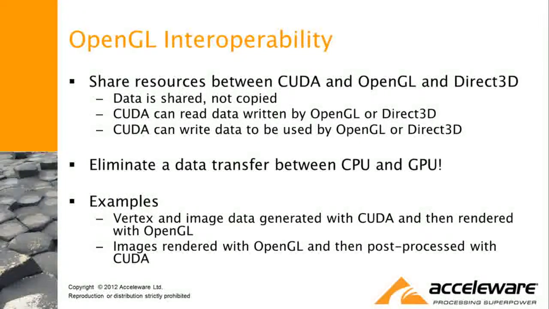You can read and write the same CUDA memory that you've done your calculation on without having to transfer it back to the CPU. So you don't actually have to bring it back and forth across the bus. It can still stay resident on the GPU, and you can use it. So that's good. These are probably contrived examples, but you've got vertex and image data generated with CUDA. Then you render it with OpenGL. You don't need to bring that data across the bus. You can call some OpenGL functionality that will allow you to exchange that information.